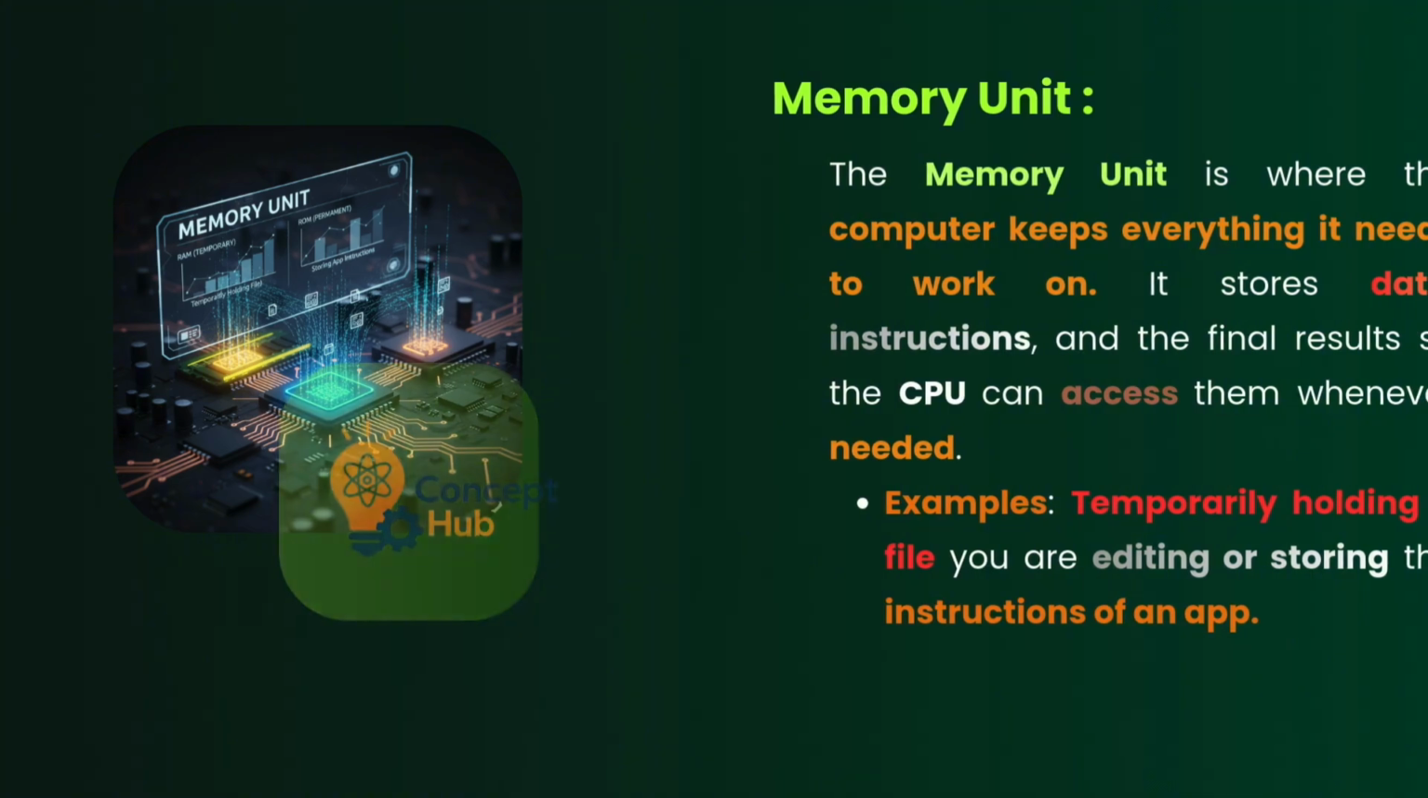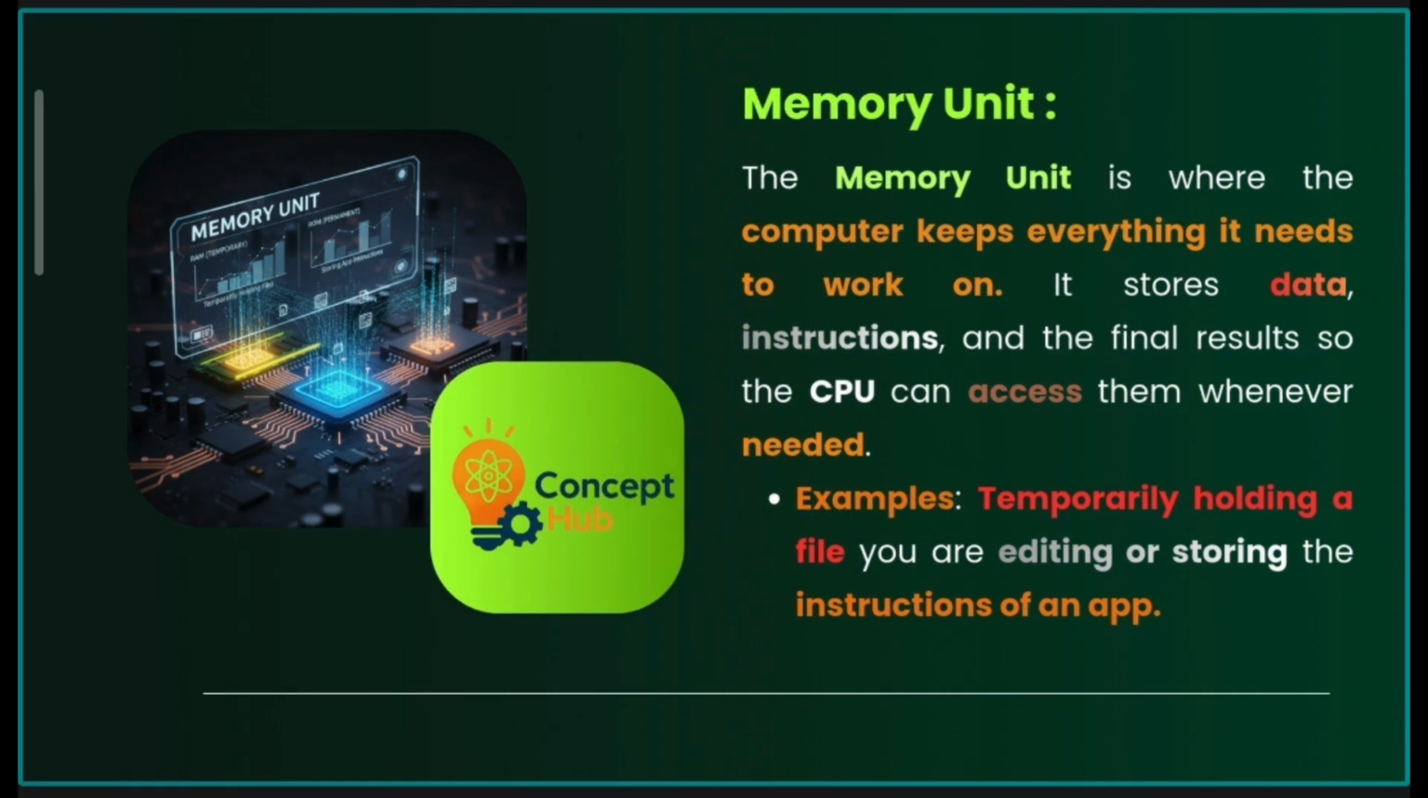6. Memory Unit, the storage. The memory unit is where the computer keeps everything it needs to work on. It stores data, instructions, and the final results so the CPU can access them whenever needed. Examples: temporarily holding a file you are editing or storing the instructions of an app.